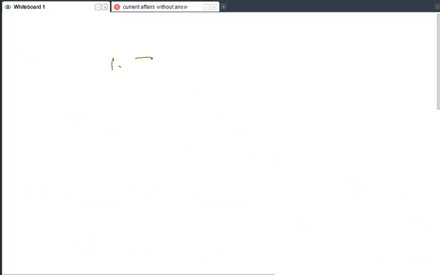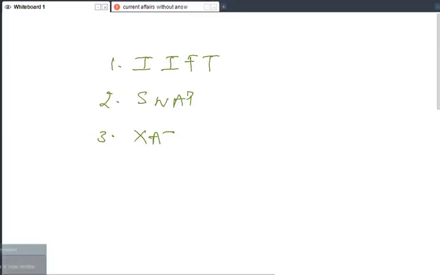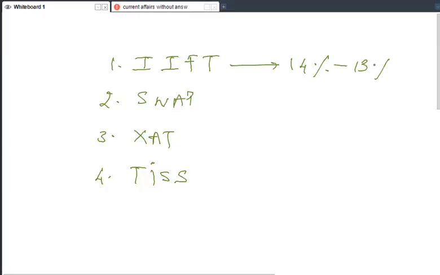The first exam is IIFT. So I will go by the order in which you write the exams. The second is SNAP. The third is XAT, and the fourth is TISS, right? And in IIFT, around, I would say, 13 to 14% of the paper is from GK.